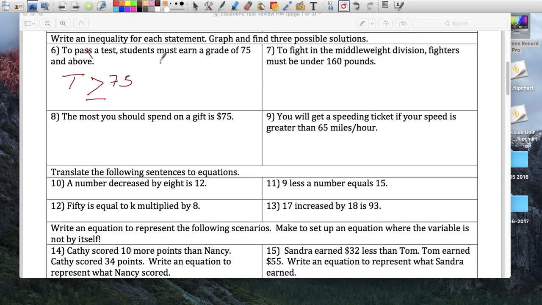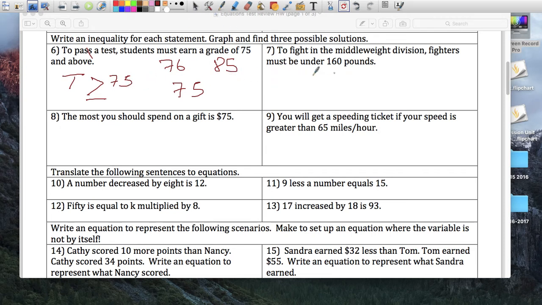3 possible solutions that will make this inequality true will be 76, because if I substitute 76 over here, it will be greater than 75. Another number would be 85. It would also make this inequality true. I can pick even 75. If I put 75 over here, it's not going to be greater than 75, but it's going to be equal to 75. So these 3 are possible solutions to this inequality. But nothing under, obviously, 75.